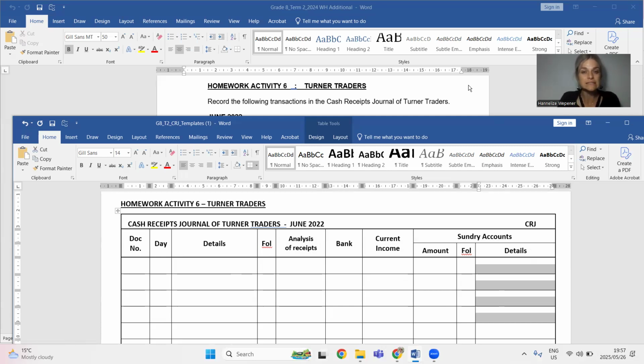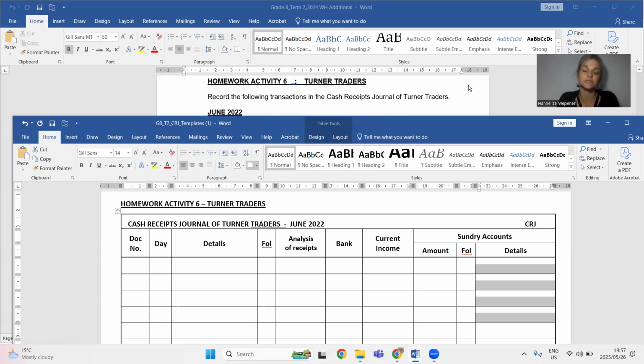So like I said, we are doing this for June 2022, and we are doing it for Turner Traders. So it's always important to note what your business name is so that you know who it is that is receiving money, because from next term onwards, you're also going to start doing the cash payments journal, and then it becomes a bit tricky. Right.